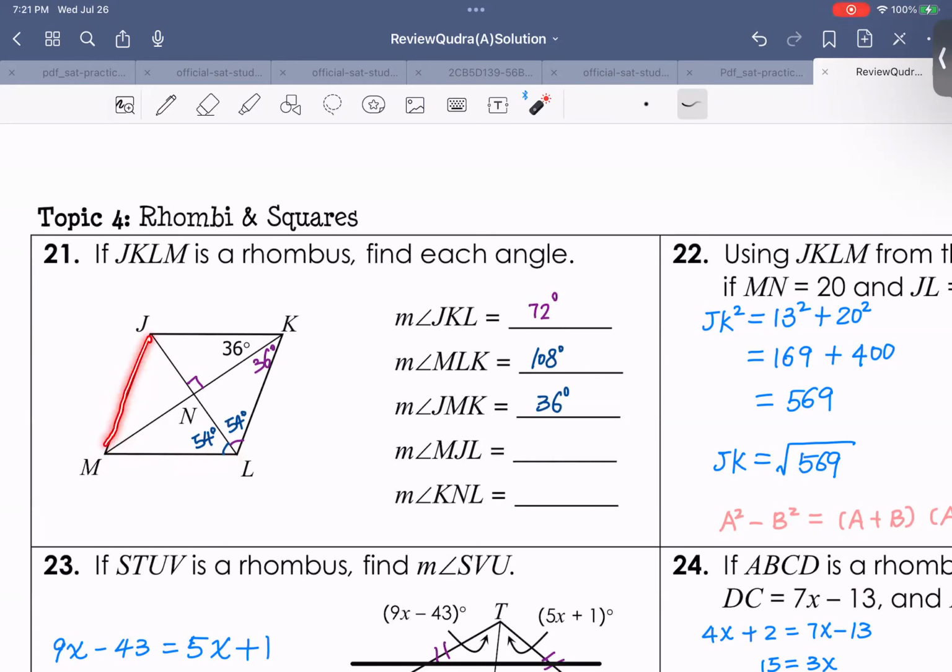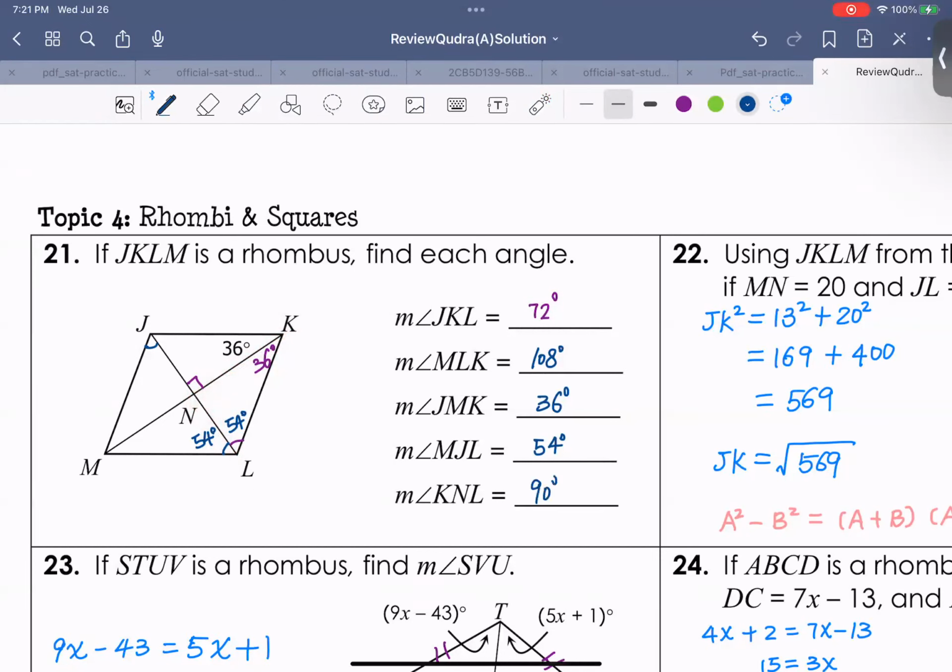Oh, wait. No. Which one? No, yeah, you're right. You're talking about here. Yeah, my bad. 54. MGL, this guy right here is 54. And then the last one is K and L. How much is this? 90. Good job. You got it.